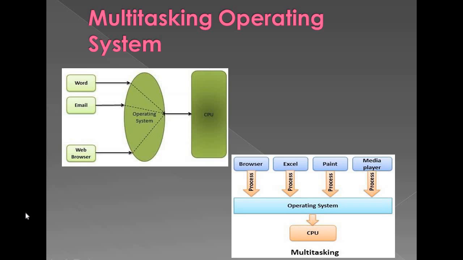In the second diagram you can see that there are 4 processes, but remember that the CPU can execute only one process at a time. The operating system will switch from the browser to the Excel, from Excel to the Paint, from the Paint to the media player so fast that the user will think that all the 4 tasks are being executed at the same time.